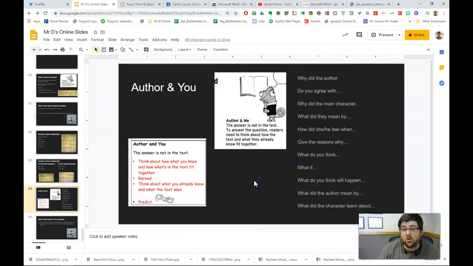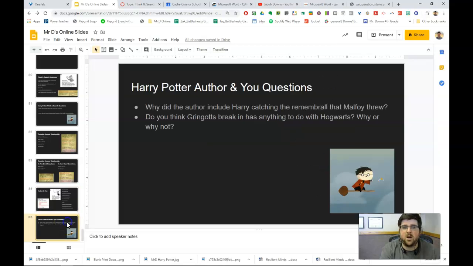Those are some ideas of what could be an author and you question. And again, some of those could be think and search depending on the specific type. But mainly with an author and you, the answer is not in the text. It takes a lot of work on your end to craft an answer and then justify your thinking. So let's talk about some possible author and you questions from the lovely book of Harry Potter.